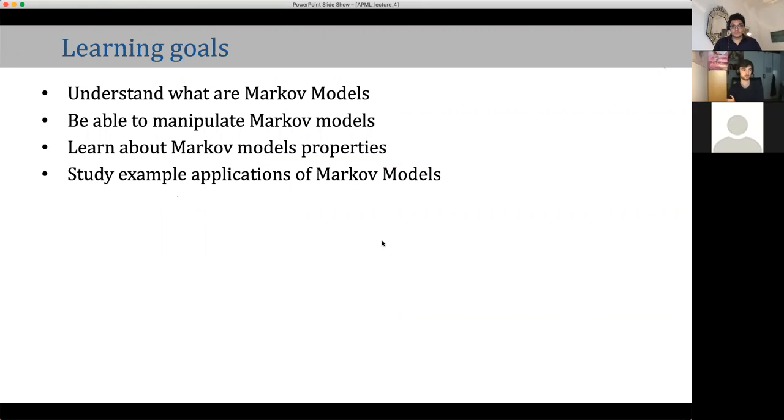So it's first to understand what Markov models are, how they are created, and what they are made for, and to be able to manipulate them, so get all the ways of computing probabilities for sequences emerging from Markov models, estimating them, etc. And see also what the properties are which are implied when we are thinking about a Markov model. And we will do that by studying a few examples of application of those models.